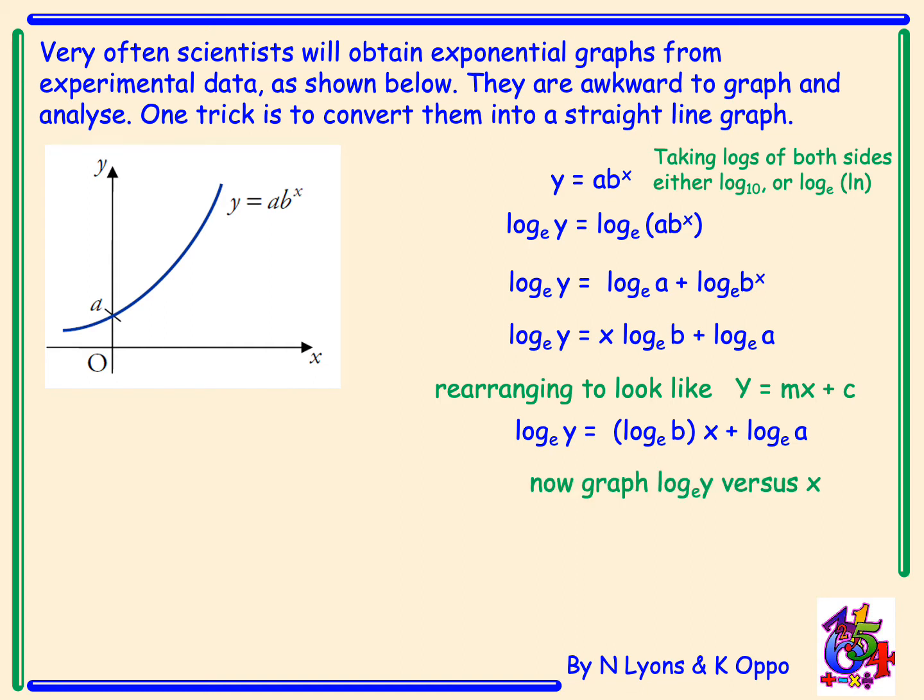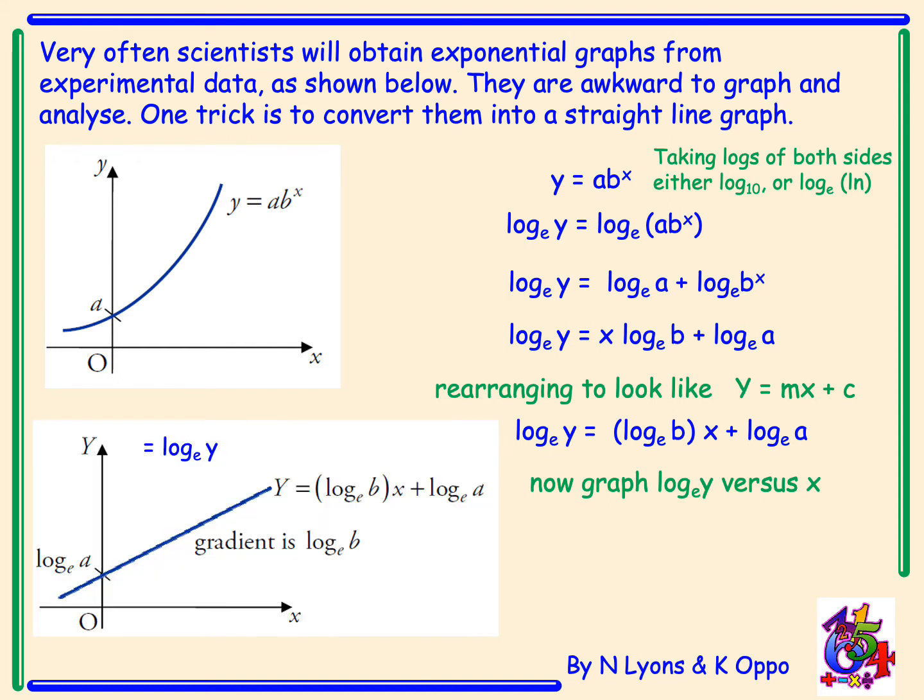I'm going to graph it. So I'm now going to graph log y versus x. And what we get is a straight line. Here they've put on the y-axis a capital Y, and I've written down that's the same as saying log of small y. Take the log of your y values and graph that versus whatever x was. And there we get a lovely straight line. So the curve is now a straight line. We can work out the gradient is log b, and it cuts at log a.